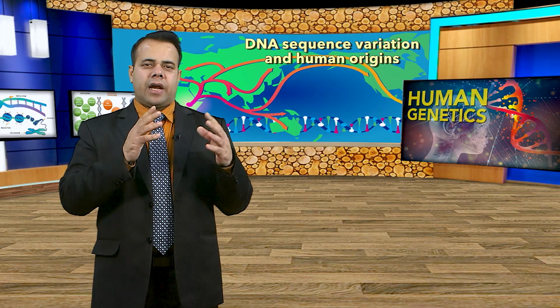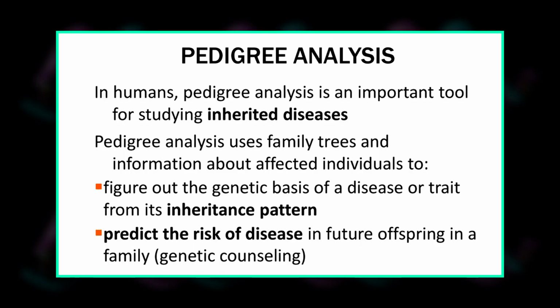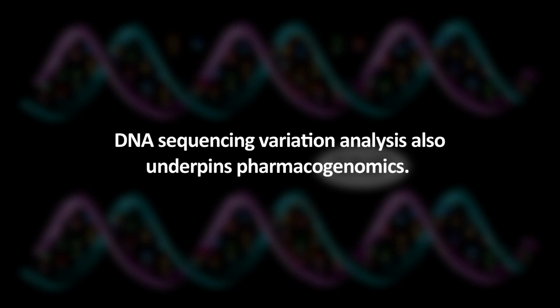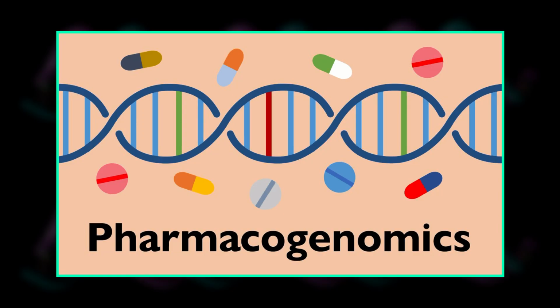The technique is also vital to detecting bacteria and other microorganisms or organisms that may pollute air, water, soil and food. In addition, the method is important to the study of the evolutionary history of different population groups and their migratory patterns, as well as determining pedigree analysis. DNA sequencing variation analysis also underpins pharmacogenomics. This is a relatively new field which is leading the way to more personalized medicine.